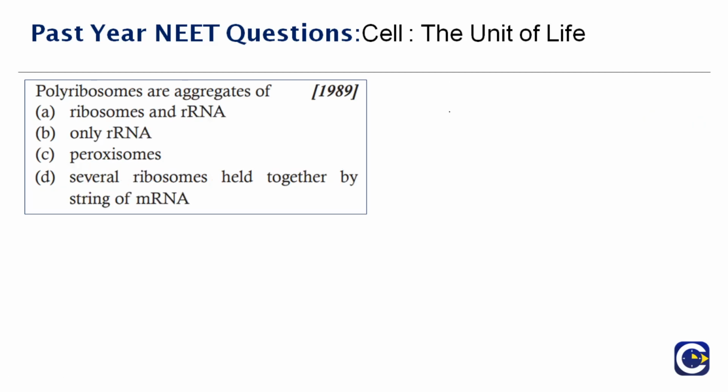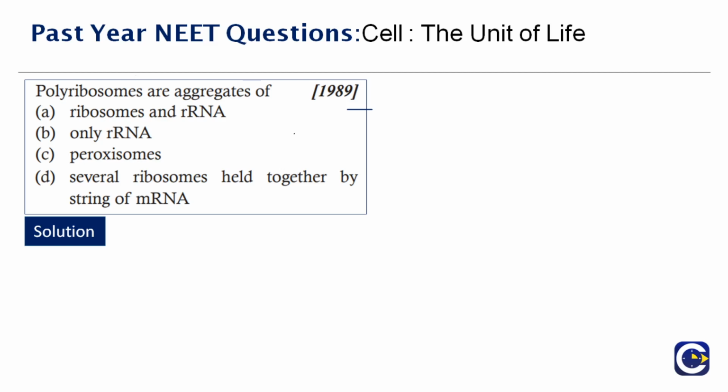Next question. Now this question was asked in the year 1989. Polyribosomes are aggregates of dash. Again, I think it's an easy question. Poly means many. Polyribosomes consist of about 4 to 8 ribosomes which are attached to a single string of mRNA. What do you mean by polyribosomes?